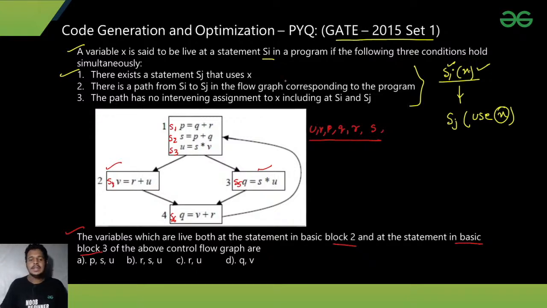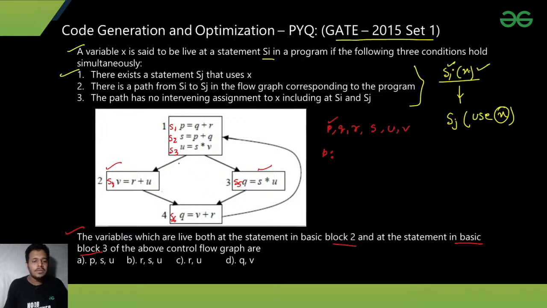So firstly, let's write u, v here, just clearing the position. Okay, so these 6 variables are there. Now let's start with the variable p.